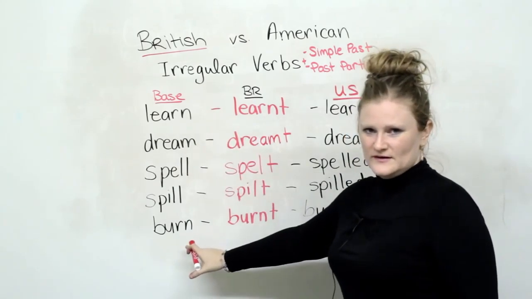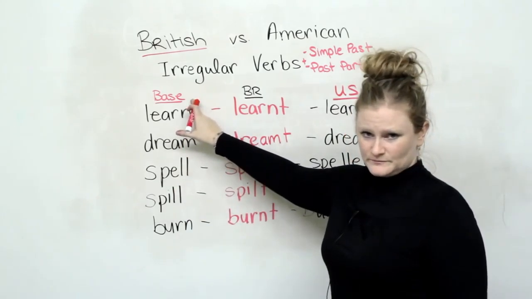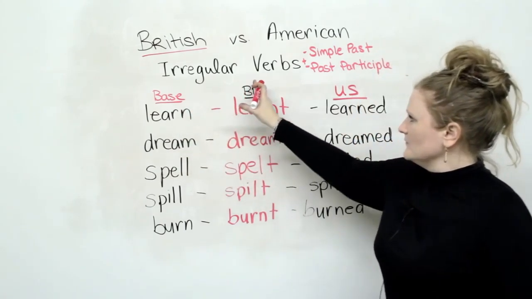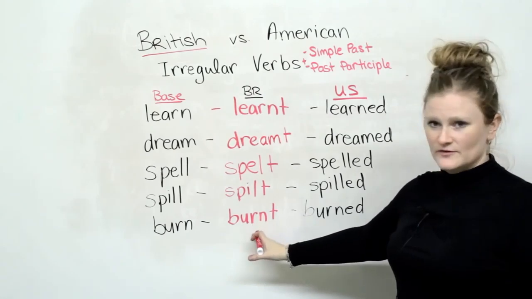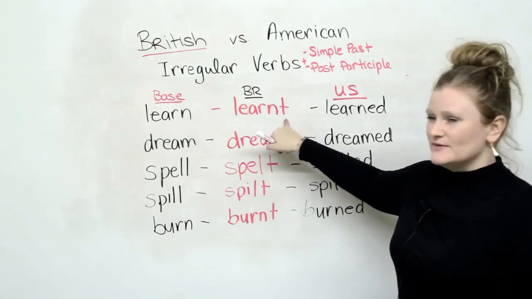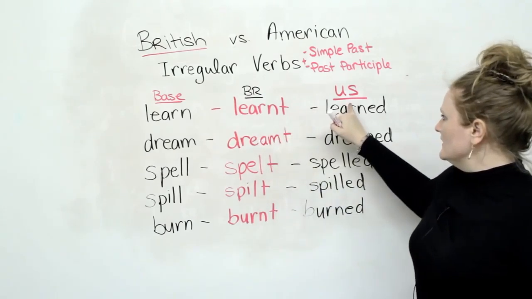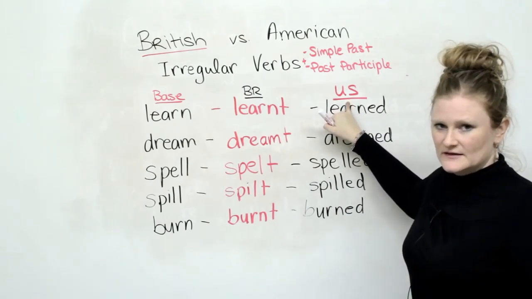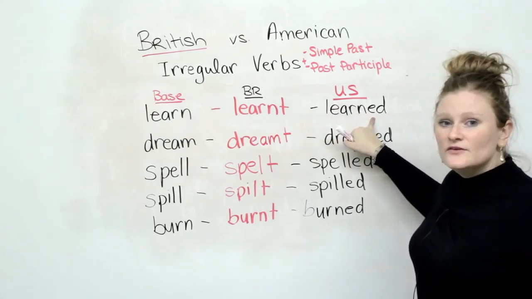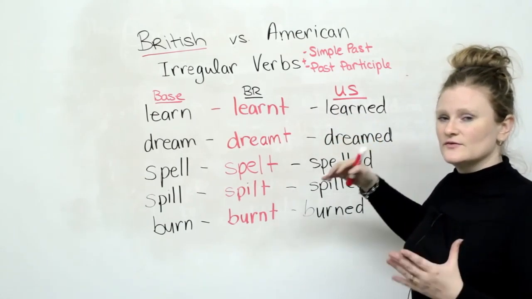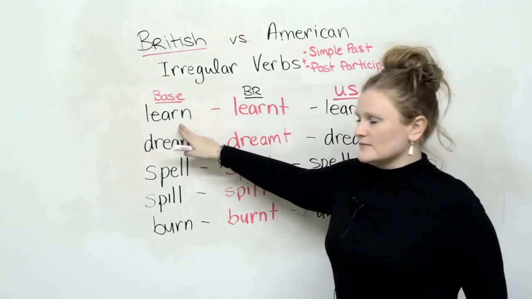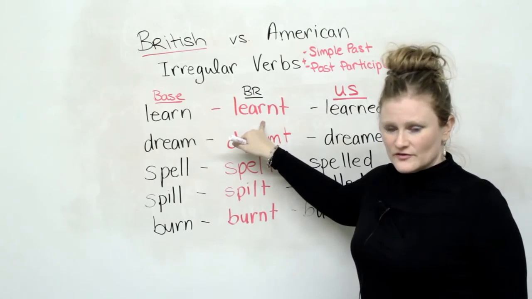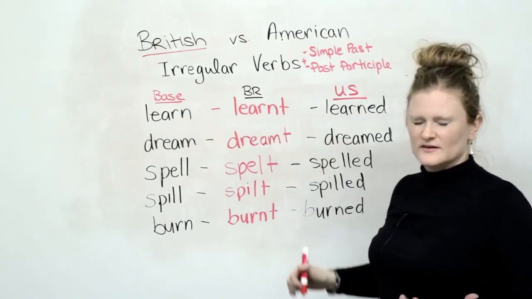All of these words that I've written in black here are base verbs. The first one is learn. In British English, the words in red, we end these with a T sound. And in American English, and I say American English, but sometimes Canadian English, we end them with a D sound. So let's go through this. The base verb is learn. British English, we say learnt. And American English is learned.